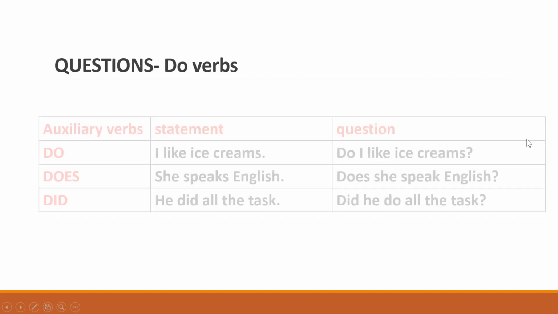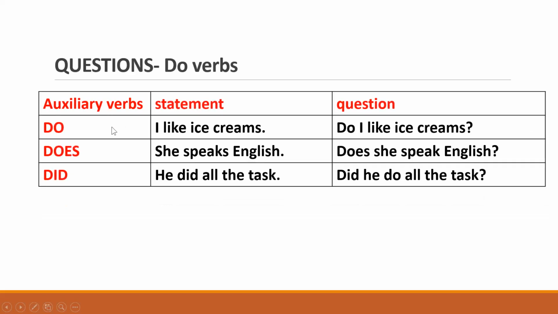Let's look at the do verbs. Now, you have to make note of this thing in do verbs. Do verbs do not come when the sentence does not have any stress. Example, I like ice creams. Here, do is hidden. So it is actually not required to use do in the positive statement. Now, when it comes to negative statement or question, we need the help of do.